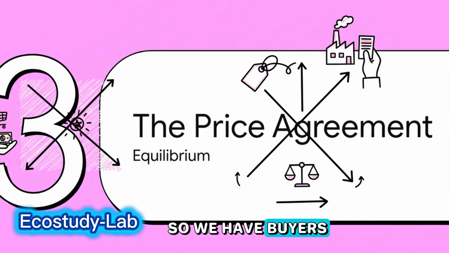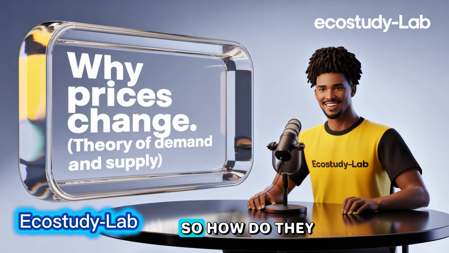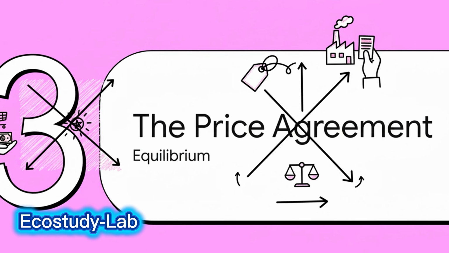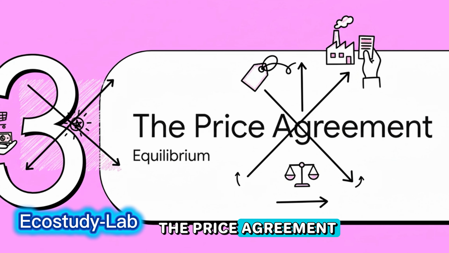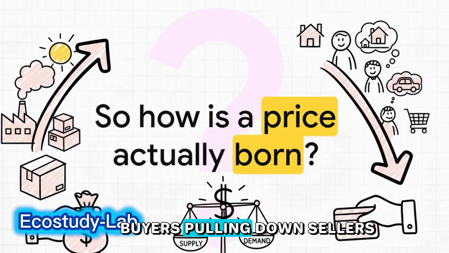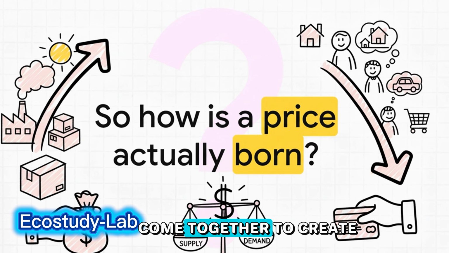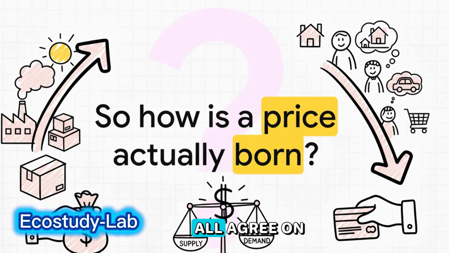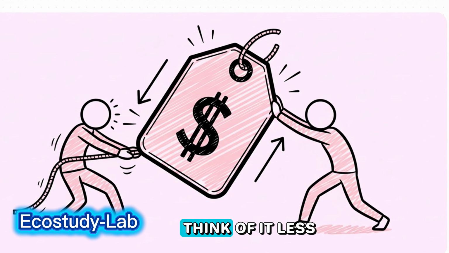So we have buyers who want low prices, and we have sellers who want high prices. It seems like they're in a total conflict, right? So how do they ever agree on anything? Well, this brings us to the most exciting part of the story, the price agreement. This is really where the magic of the market happens. How do these two opposing forces, buyers pulling down, sellers pushing up, come together to create one single price we all agree on? You can think of it less like a war and more like a dance.